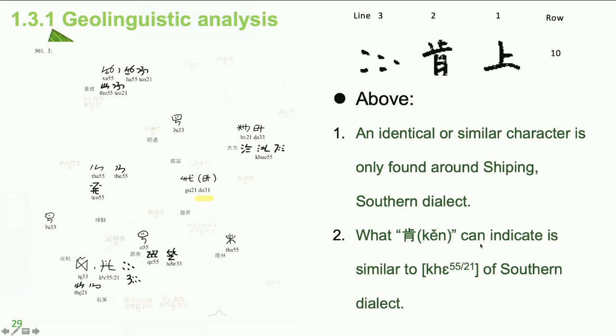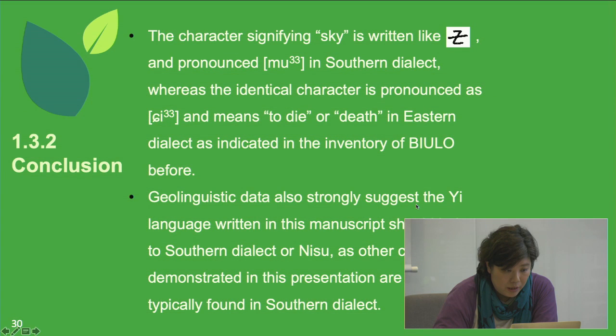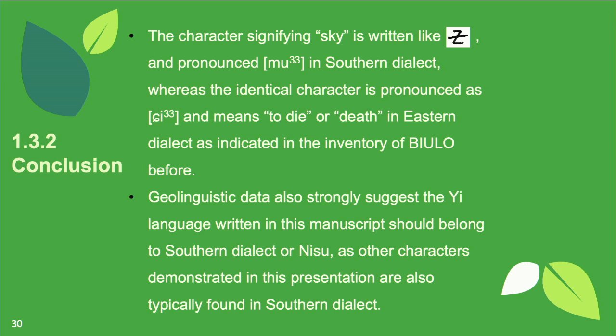The fourth and last example is this character. An identical or similar character to it is only found around Shiping of southern dialect. What it can indicate is similar to ke or ke of southern dialect. The character signifying sky is written like this and pronounced mu in southern dialect, whereas the identical character is pronounced as xi and means to die or death in Eastern dialect, as indicated in the inventory of BAU a little before.